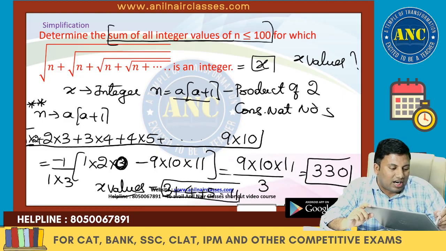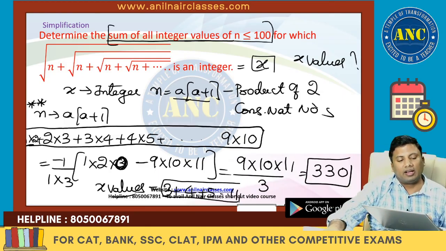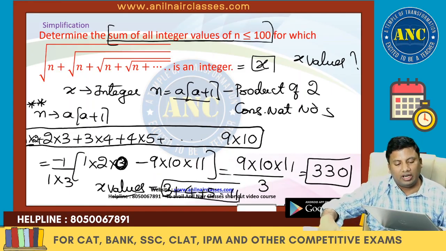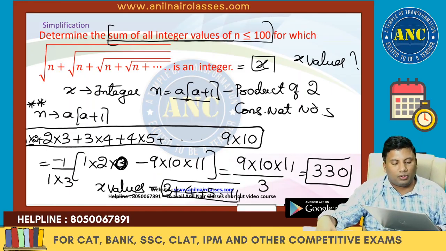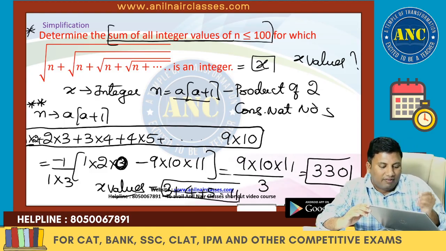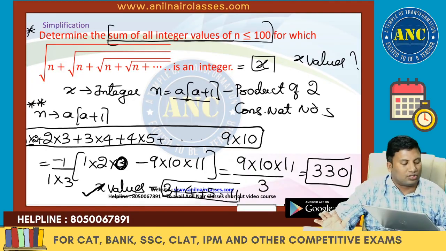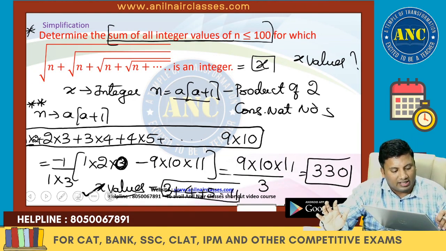Integral value starts with n. These are the various values n can take: 1 into 2, 2 into 3, 3 into 4 and so on up to 9 into 10. I hope this question is clear. We found out the sum of all integral values for x, and n also we did it. I hope the idea is clear.